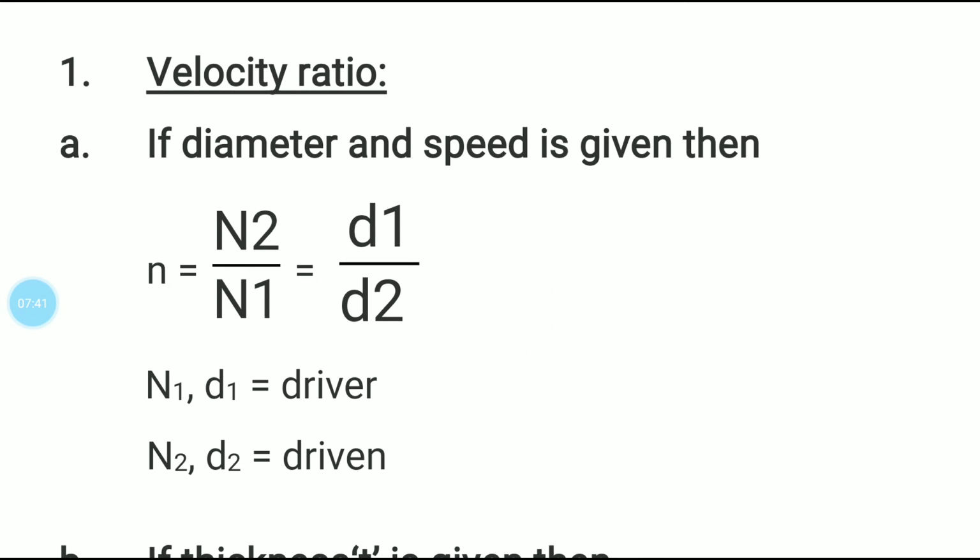Okay. Now let us go for the first formula, velocity ratio. Velocity ratio, we will mention as small n. If diameter and speed is given, then small n is equal to n2 by n1. This n2 by n1 is considered as a speed, rpm. And d1, d2, diameter of driver and driven. So these two are given. So again I'm telling, velocity ratio small n is equal to n2 by n1 is equal to d1 by d2.